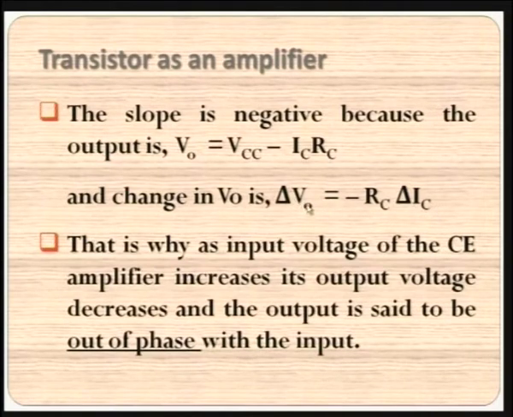Delta VO is the change in the output voltage, which has got a negative sign. That is why, as the input voltage of the CE amplifier increases, its output voltage decreases, and the output is said to be out of phase with the input. What is the meaning of out of phase? When one quantity increases, the other quantity decreases, so the trend is negative. That is the meaning of out of phase.